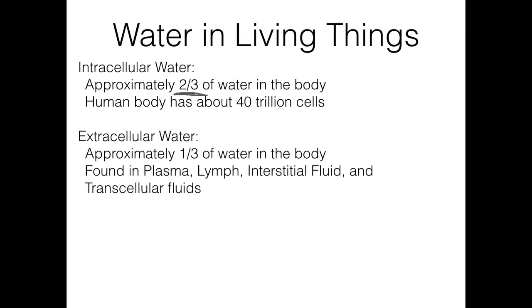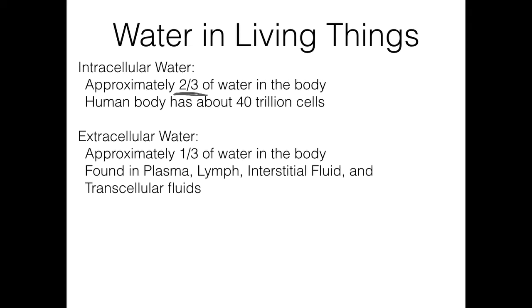You've got about 40 trillion cells. So it's a lot of cells. They all are mostly water. Extracellular water: you've got a lot of water outside of your cells. This water is mostly in two compartments. It's in the blood, or it's in the tissues.